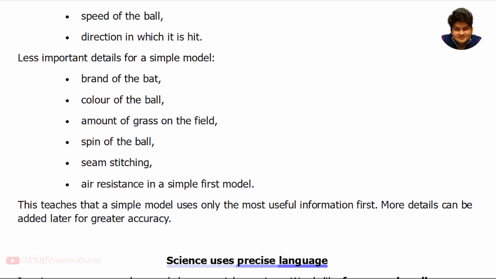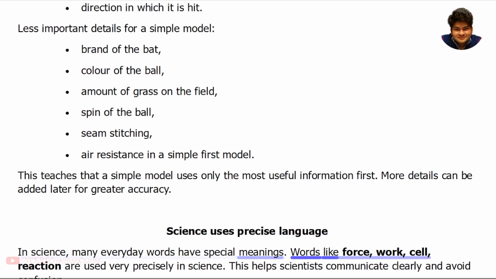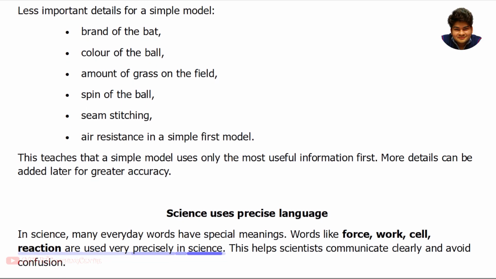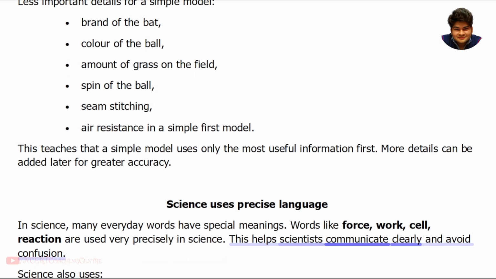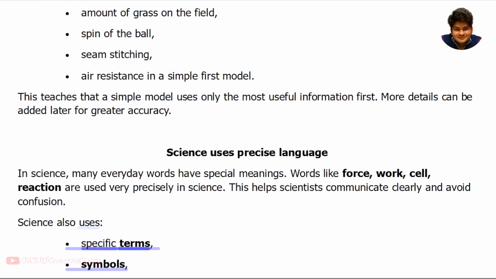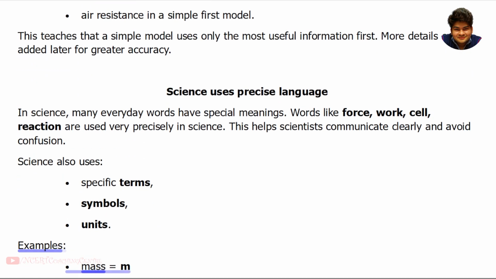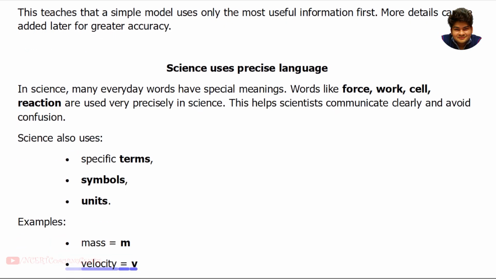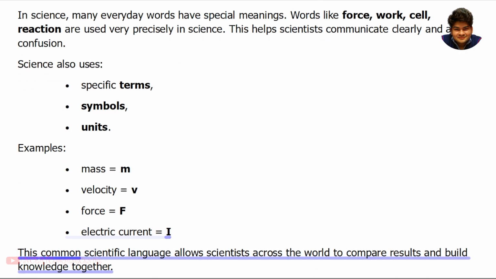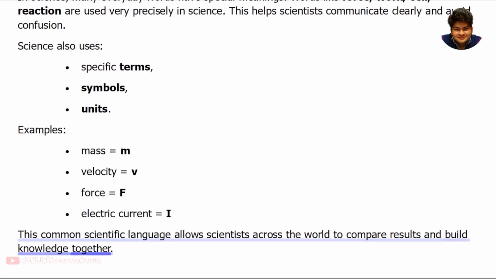Science uses precise language. In science, many everyday words have special meanings. Words like force, work, cell, reaction are used very precisely in science. This helps scientists communicate clearly and avoid confusion. Science also uses specific terms, symbols, units. Examples: mass equals m, velocity equals v, force equals F, electric current equals I. This common scientific language allows scientists across the world to compare results and build knowledge together.